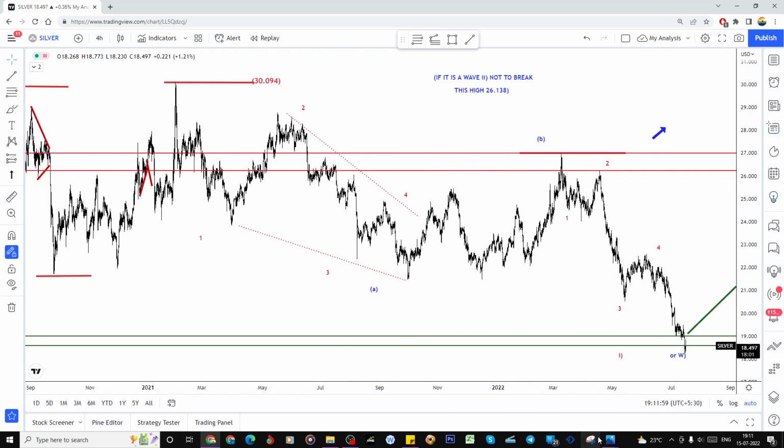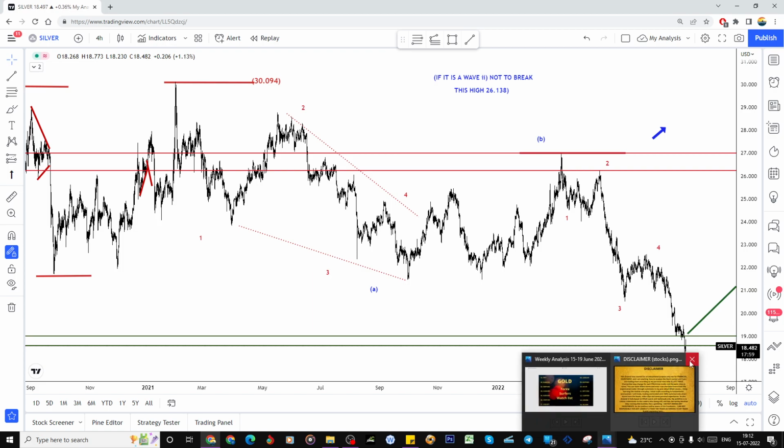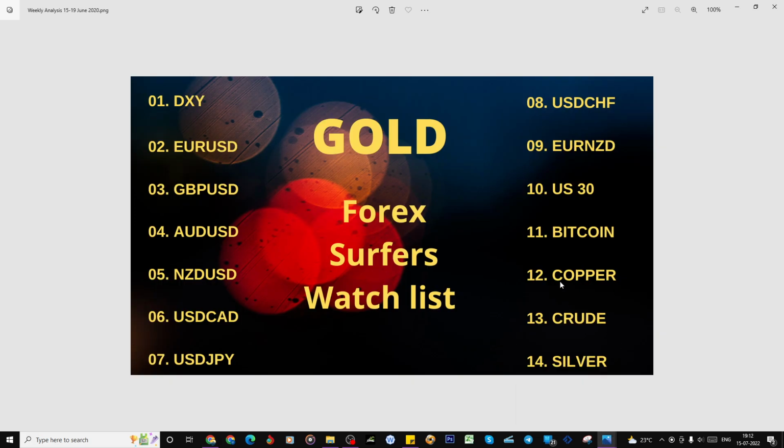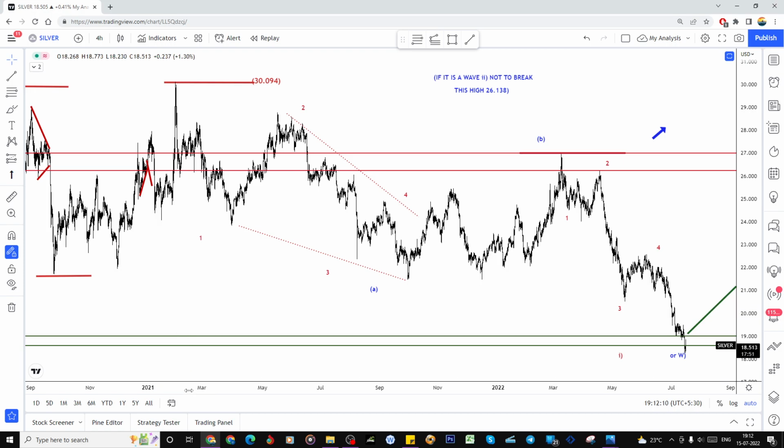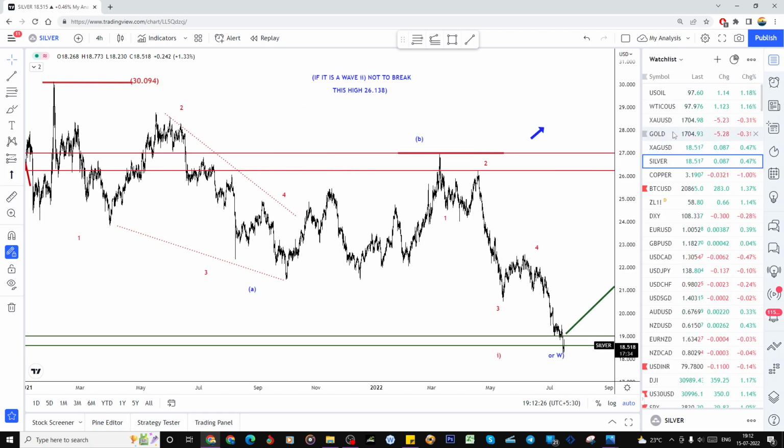So let's move on to our, one second. Yeah, this is our watch list. It starts from DXY and ends with gold. So DXY has already breached the 109 and my target was achieved 15 days before itself. But even though, it is doing very aggressive bullish formation. So let's move on to the DXY first.